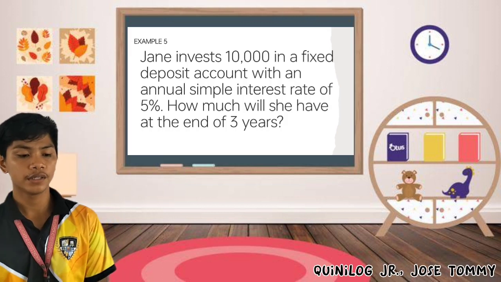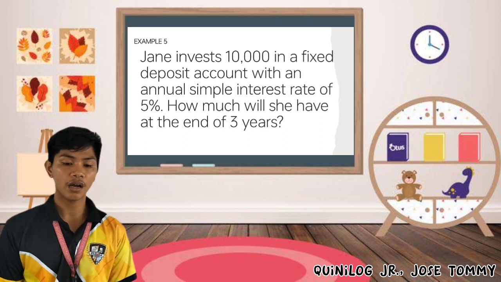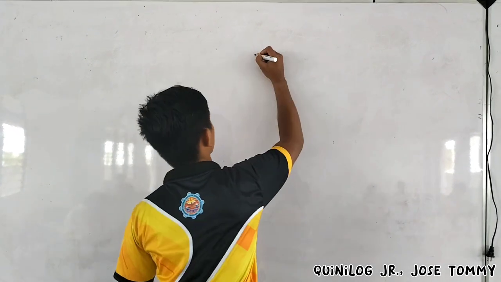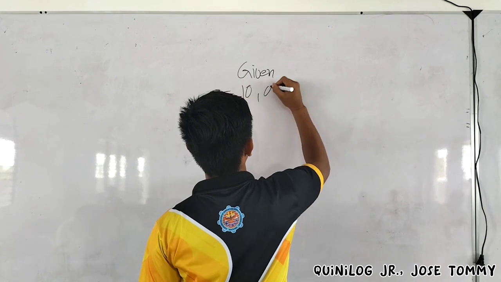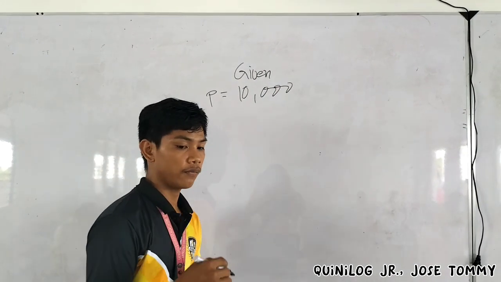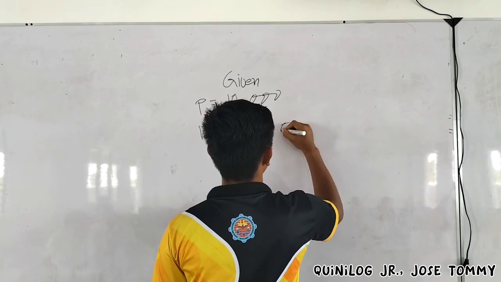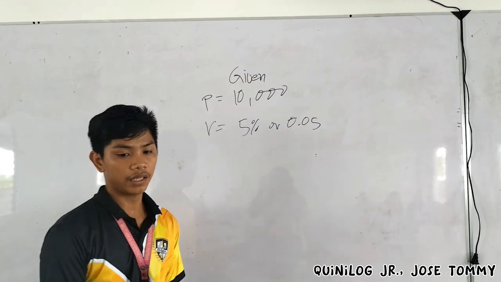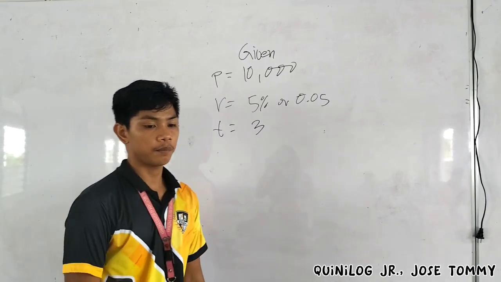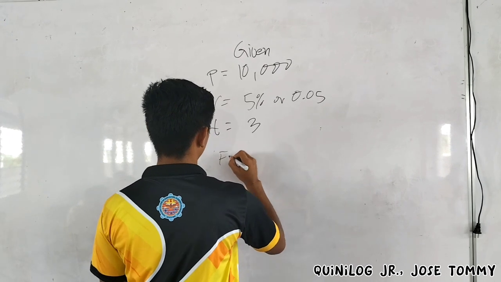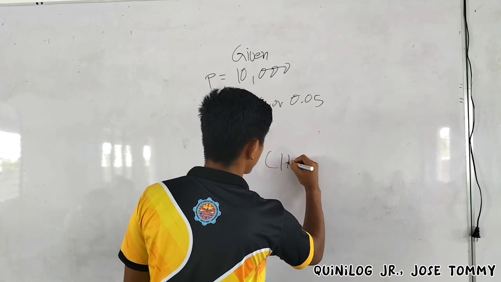So, example number 5. Then invests 10,000 in a fixed deposit account with an annual simple interest rate of 5%. How much will she have at the end of 3 years? So, ang given natin guys ay principal na to kay 10,000. Tapos ang atong rate is 5% or equivalent 0.05. Ang atong time is 3 years. Tapos ang gamiton nato nga solution is final amount equals principal times 1 plus rt.